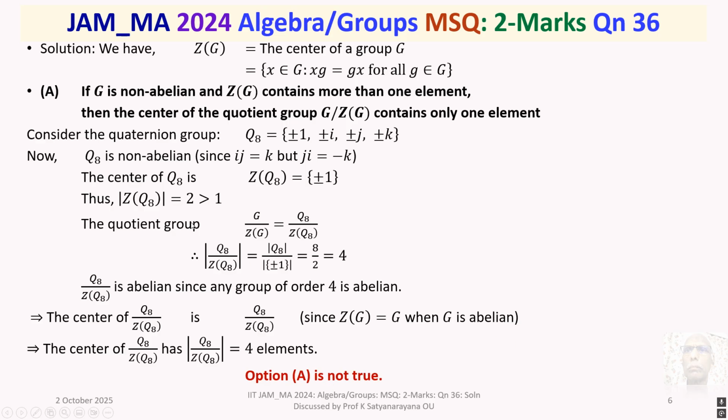Here we have calculated the quotient group Q8 by ZQ8 and its order is 4. And we know every group of order 4 is abelian. So this is abelian. So the center of this quotient group is itself, Q8 by ZQ8, because it's abelian. So the center of Q8 by ZQ8 has how many elements? These many elements, that is order of Q8 by the center of Q8, that is 4 elements. But whereas the option A claims that it has only one element. Thus option A is not true.